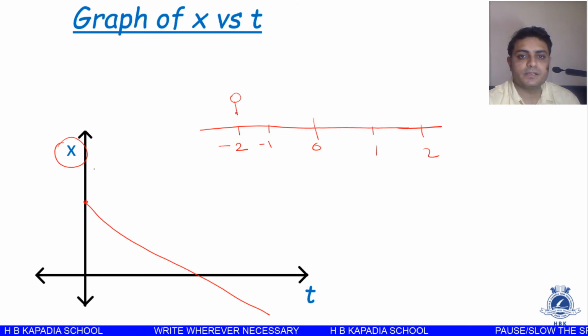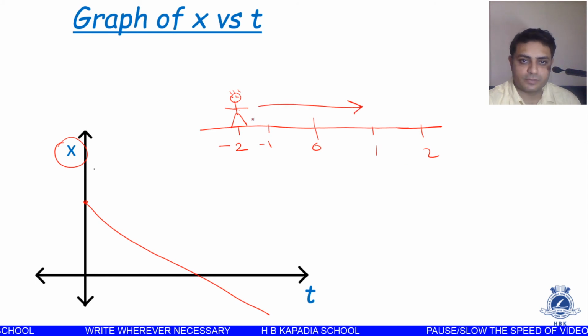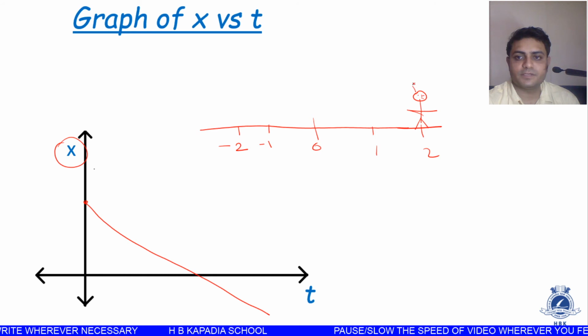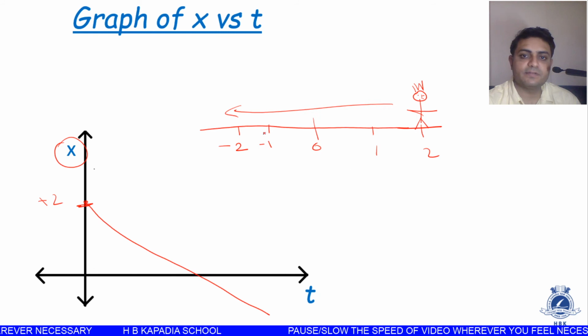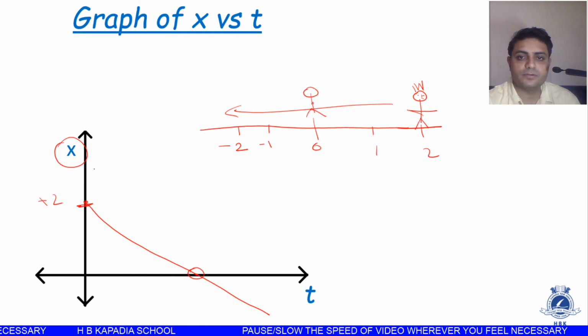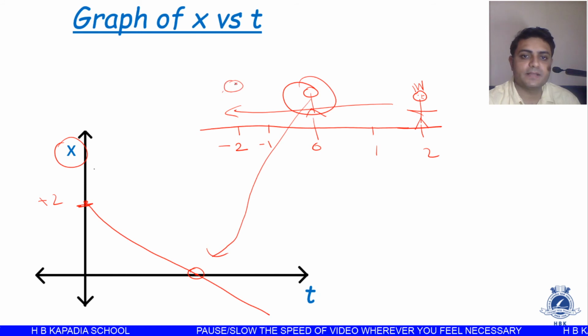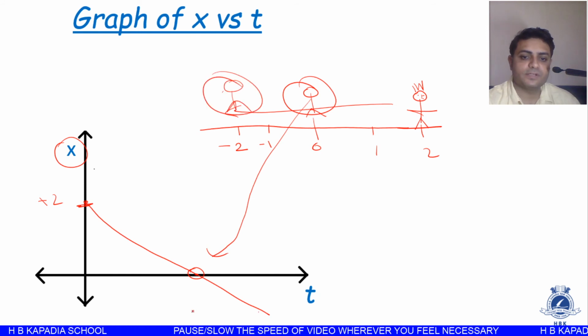If a person is running towards positive x direction, so there will be a point, initially that person is at plus 2. Suppose he is moving towards negative x direction, so a point will come when he is at origin, this point. And later on when he is moving along the negative direction, you can say the graph goes towards the negative direction.